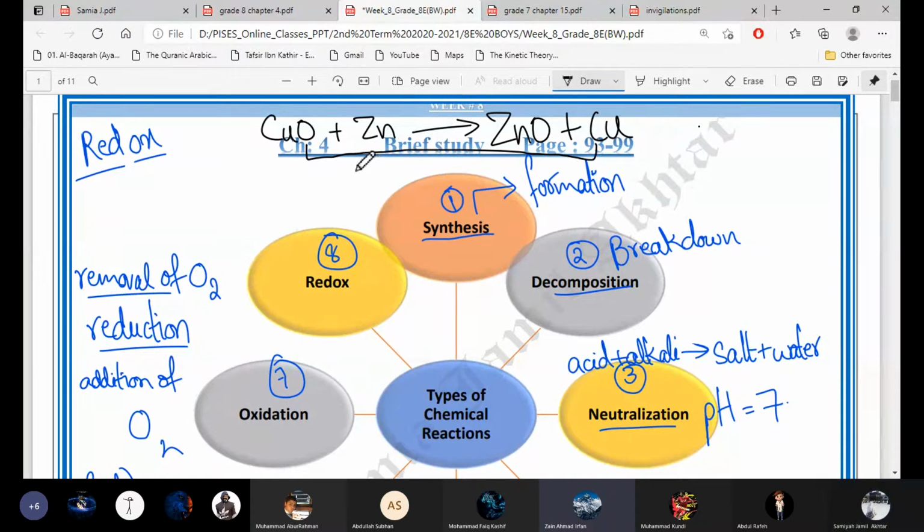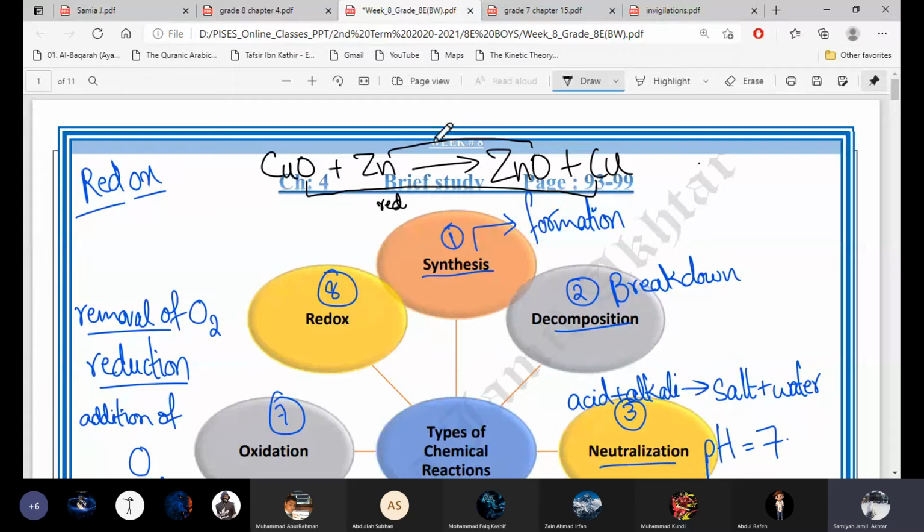Reduction. Yes, here the reduction or removal of oxygen is happening. Oxygen is removed from copper oxide, so it's reduction. And from zinc to zinc oxide? Oxidation. Yes, from zinc to zinc oxide, because in zinc oxygen is being added during the reaction. So it's oxidation.